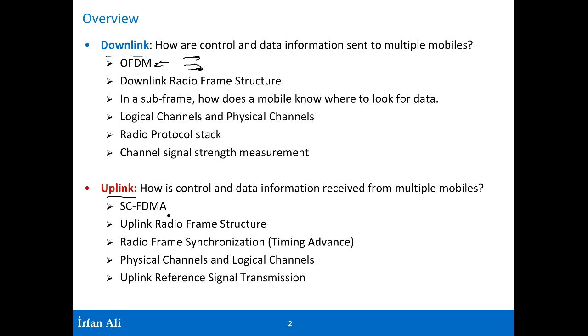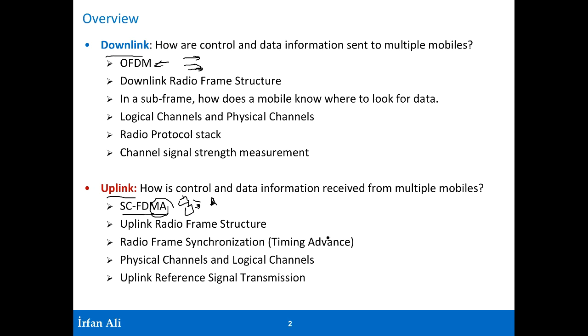In the uplink, again, we'll talk about the multiple access part of it, because here there are multiple UEs that are having to communicate with a base station. So that part of it is called multiple access, and we'll find out that it isn't OFDM, it's something called single carrier frequency division multiple access, and we'll provide a brief overview of that. The uplink radio frame structure, which is very similar to the downlink.